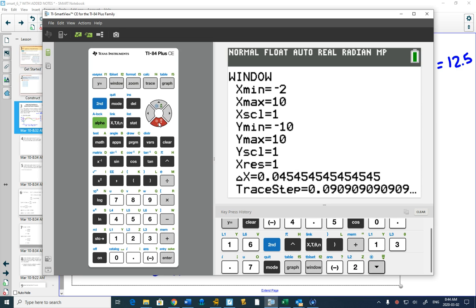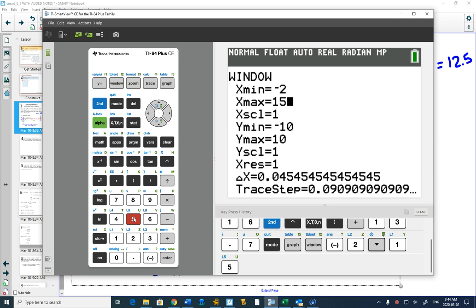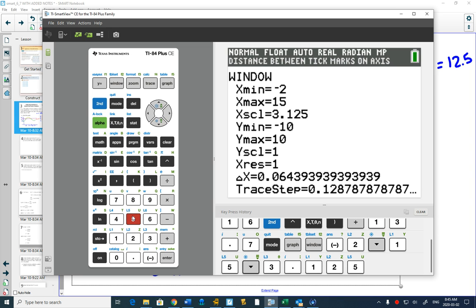Then we went up to 12.5, so I'll go a little bit further than that. 15 should be fine. Do you know what the XSCL stands for? It's the X scale. So right now it would put a tick mark at every 1. If I want the tick marks exactly where I had them, they were going every 3.125. You can do that, and then you'd have just those 4 that we saw.